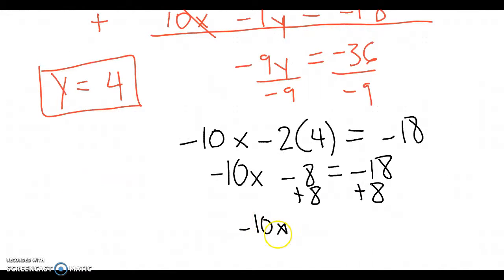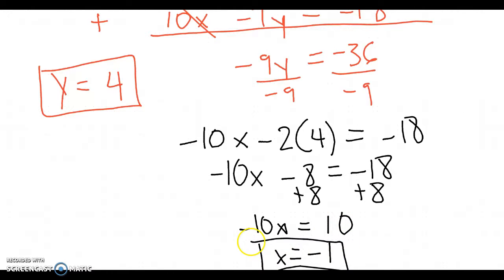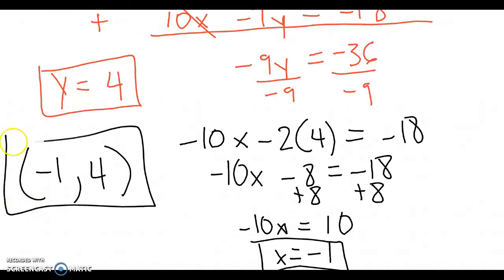Of negative 10x is equal to 10. So x would equal negative 1. And again, I would write this as negative 1 comma 4. And that would be my final answer.